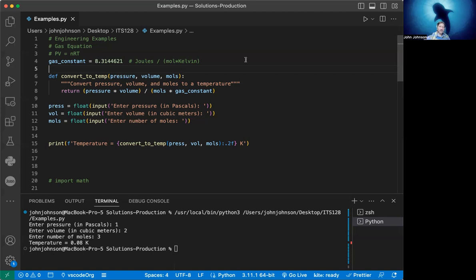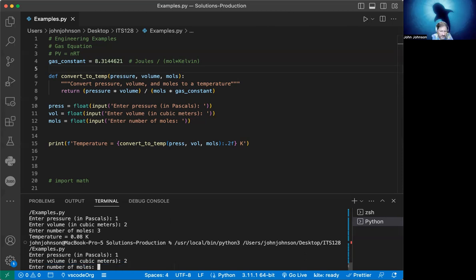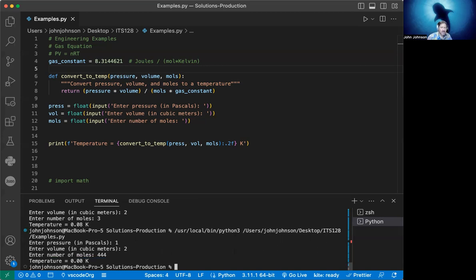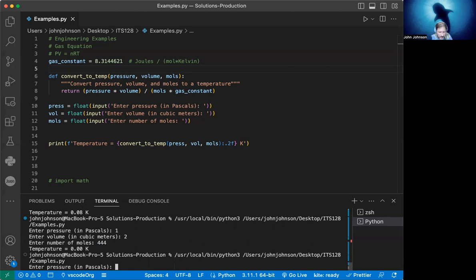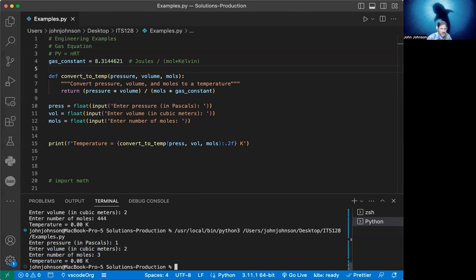So if we run this, it will ask us for the pressure. Let's say we're going to have 1, the volume 2, and the temperature we'll say is 444. And when we hit enter, it tells us that the temperature is 0 Kelvin. So if we run this again, we put in, let's say 1, 2, and 3, it tells us that it's 0.08 Kelvin. So it is converting everything. So this is just how you go about making this arbitrary gas equation.